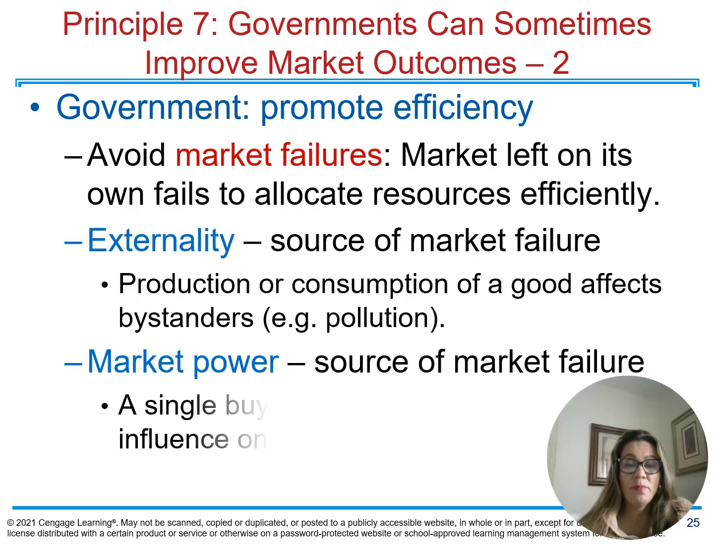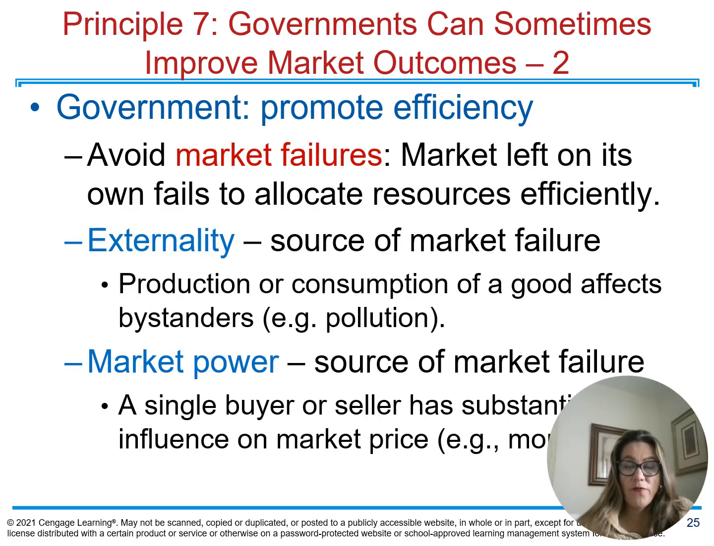Apart from protecting property rights, there are other reasons why government should exist. One of the main reasons is to avoid market failures. So, what's the definition of market failures? Market failures are when a market left on its own fails to allocate resources efficiently. Two main examples of market failures are negative externalities and market power.